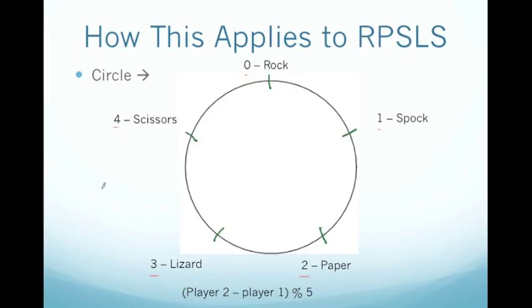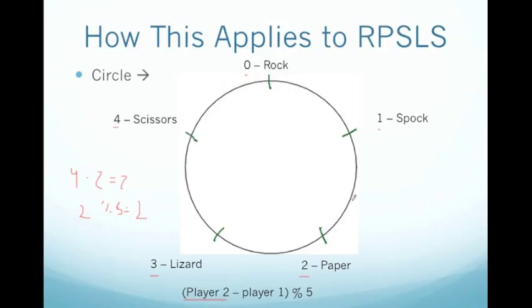So let me do an example. Let's say player 2 chose scissors, so that would be 4, and player 1 chose paper, which would be 2. 4 minus 2 is 2, and 2 modulo 5 is equal to 2. Now, a cool algorithm says that if the final answer is 1 or 2, player 2 wins. But if the final answer is 3 or 4, player 1 wins. In this case it's 2, so player 2 wins.